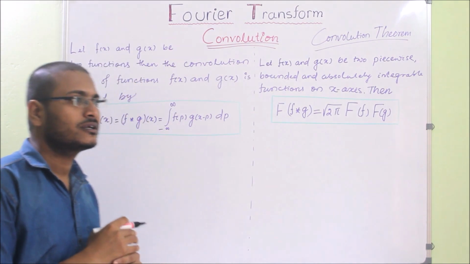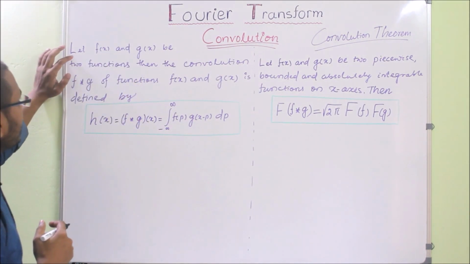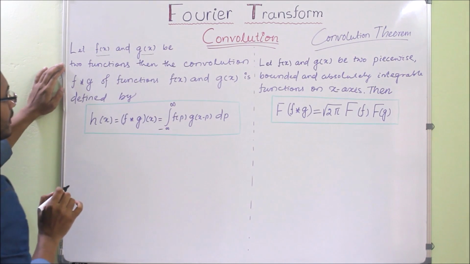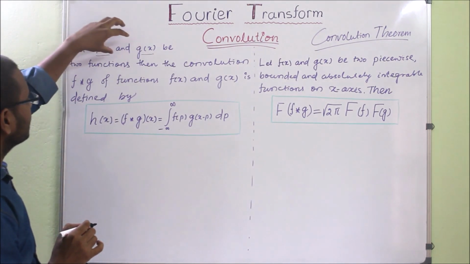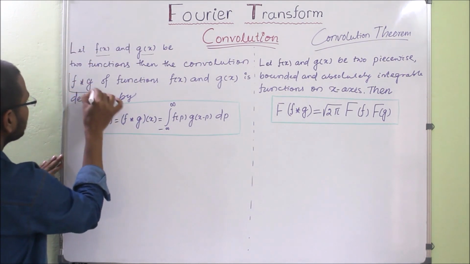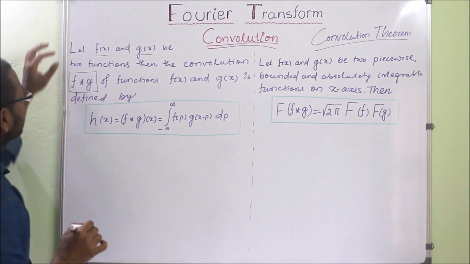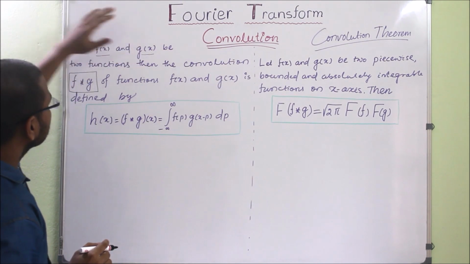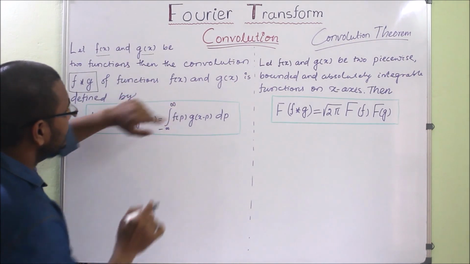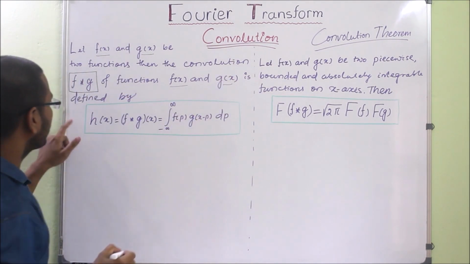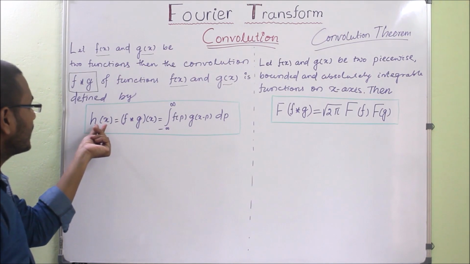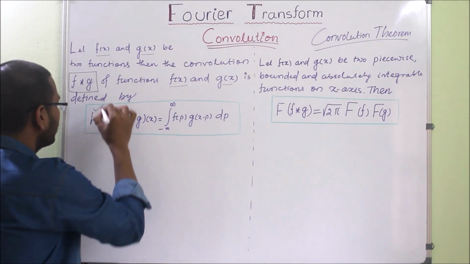So first start with the definition. The definition says that if we have two functions, f of x and g of x, then what will be the convolution between f of x and g of x? The convolution is f star g. So let f of x and g of x be two functions, then the convolution f star g of functions f of x and g of x is defined by h of x. Means if you take the convolution of f and g, that will be another function which is h of x.